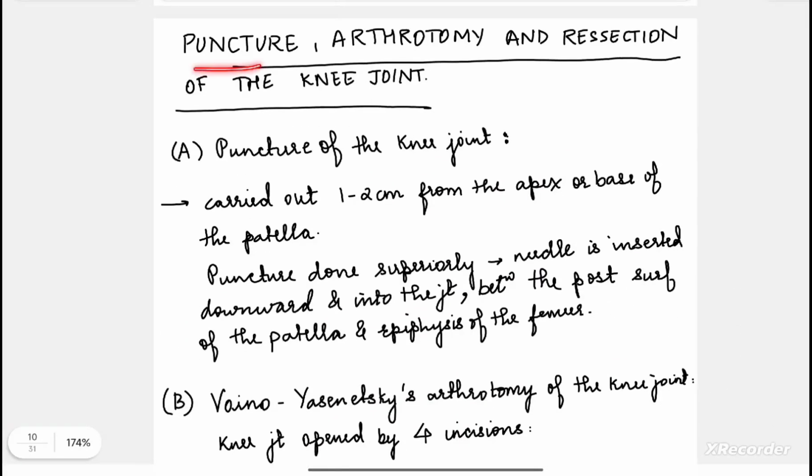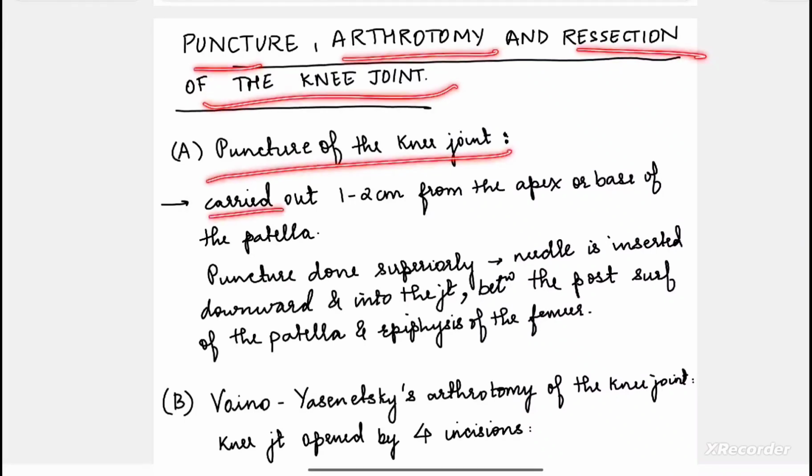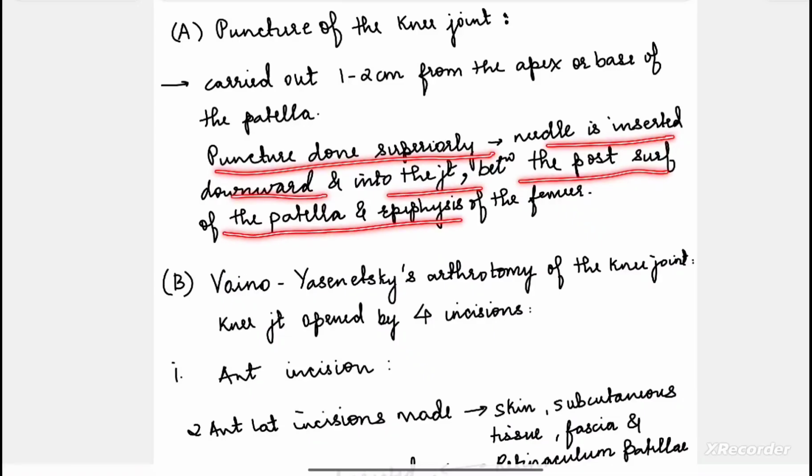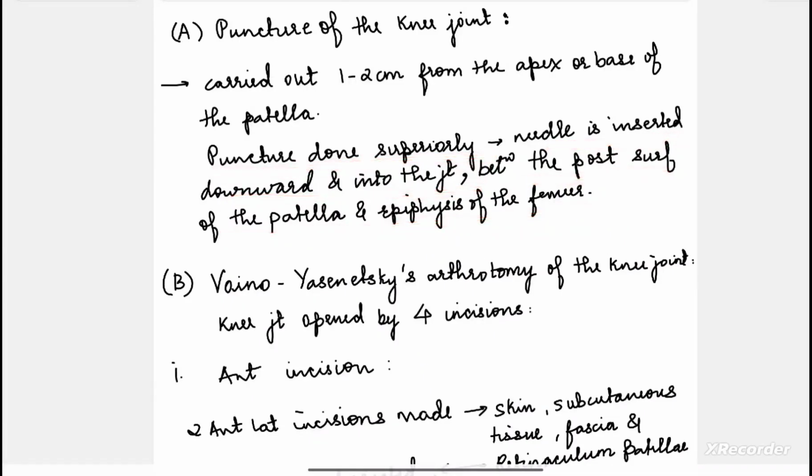Next is puncture, arthrotomy and resection of the knee joint. Puncture of the knee joint is carried out 1 to 2 cm from the apex or base of the patella. Puncture is done superiorly. Needle is inserted downward and into the joint, between the posterior surface of the patella and epiphysis of the femur.